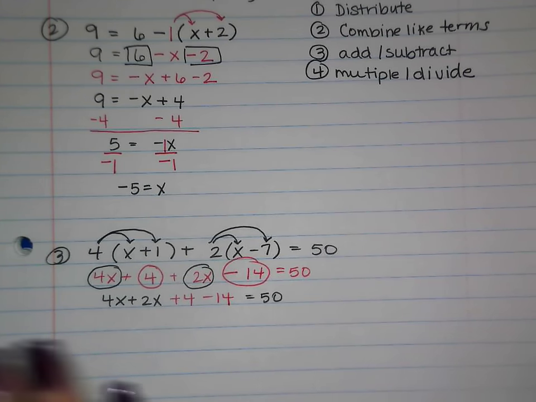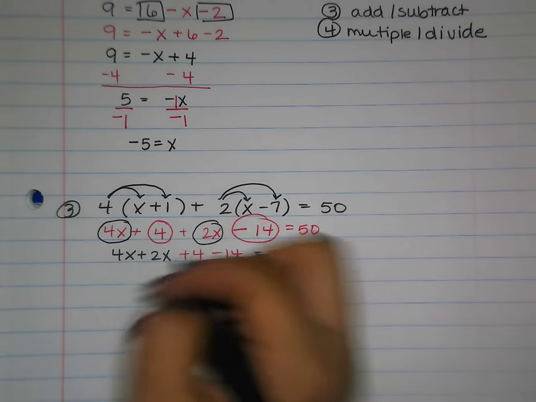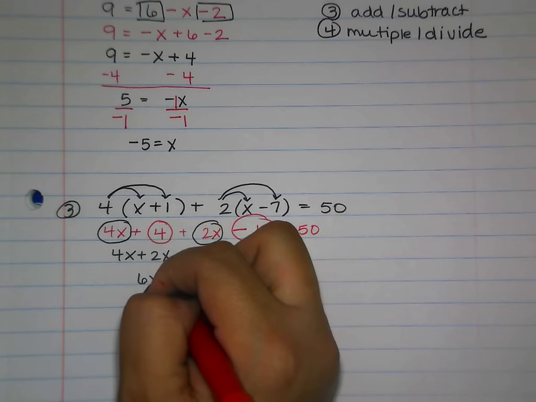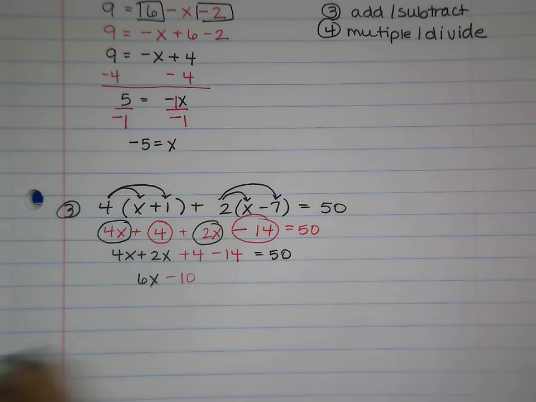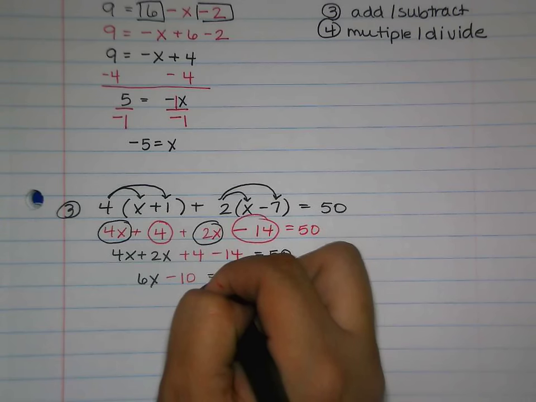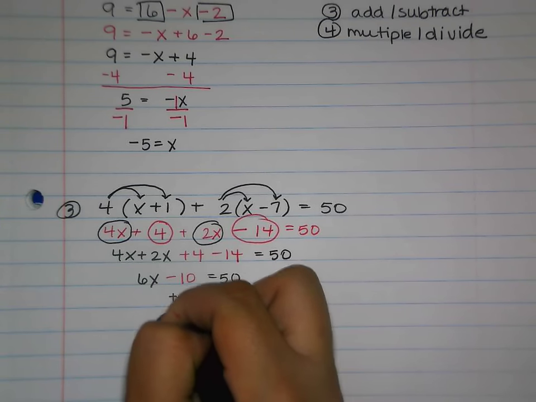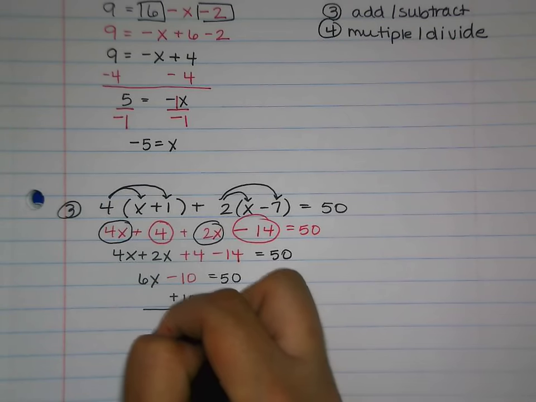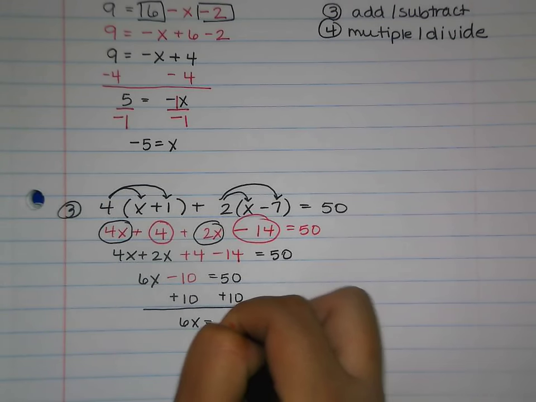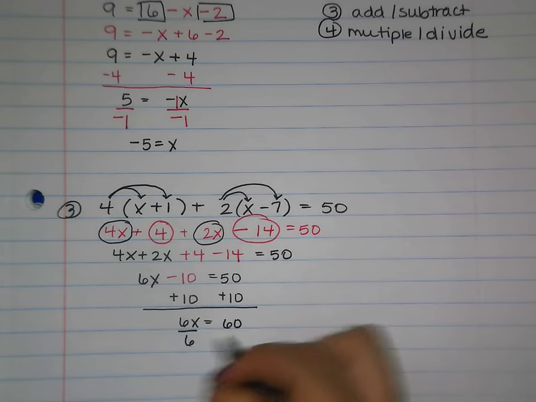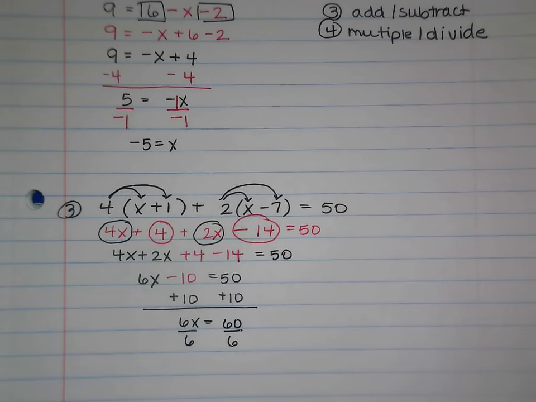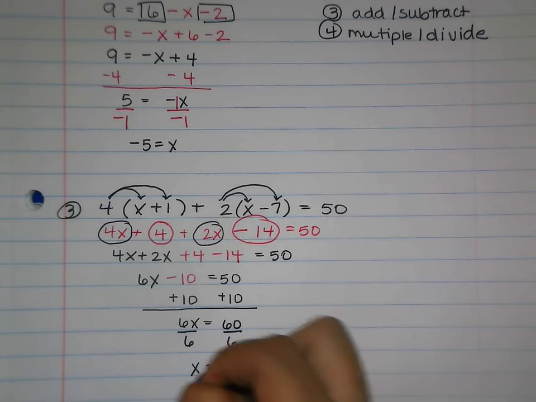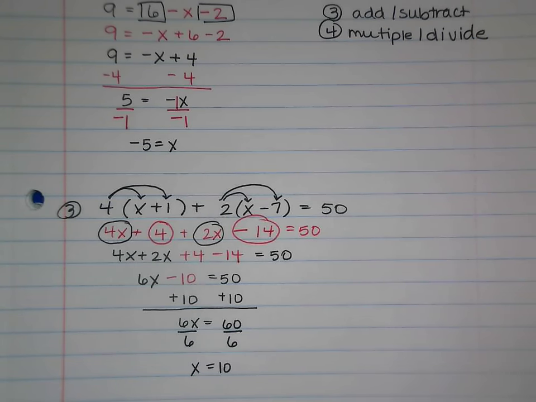As we continue to combine our like terms, we're going to say this is 4x plus 2x, which is 6x, and plus 4 minus 14, which becomes a minus 10, all equal to 50. Then we're going to add 10 to both sides because there is a constant hanging out by itself. This becomes 6x is equal to 60. And we divide both sides by 6 because 6 is attached to the x by multiplication, and the opposite of multiplication is division. x is now equal to 10, and that becomes our answer.